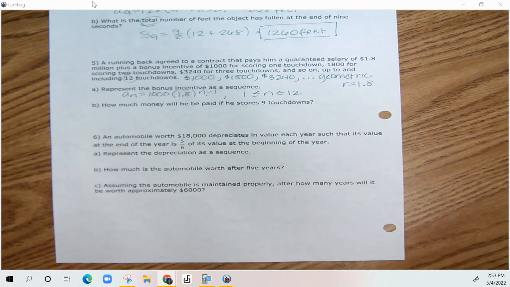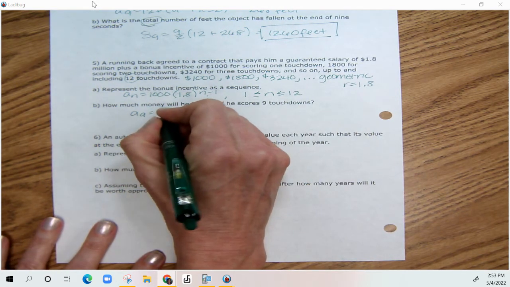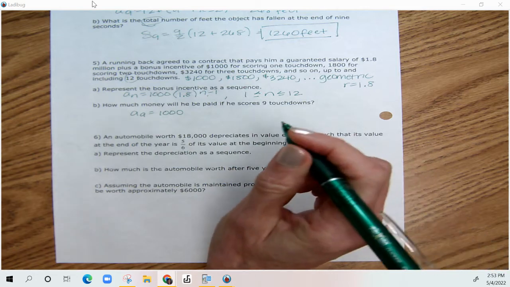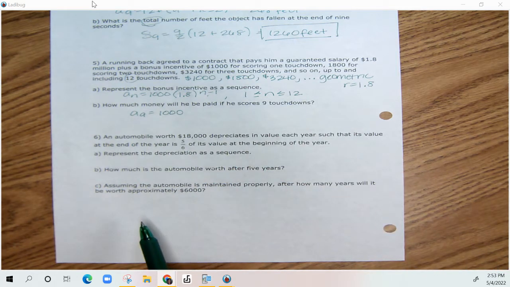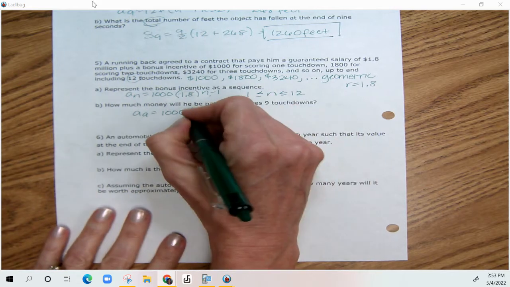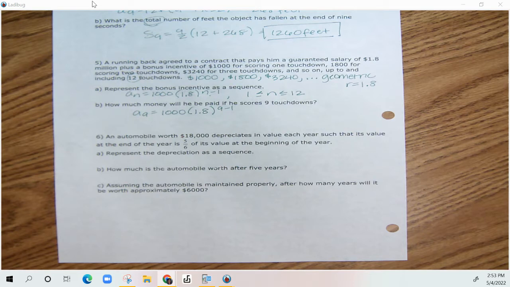All right, how much money will he be paid if he scores 9 touchdowns? So if he scores 9 touchdowns, then that will still be a sequence question because he's not going to get paid the 1,000 for 1 and then 1,800 for 2. They're going to recalculate. This is how much bonus you get at the end of the season based on your total touchdowns. So I'm just trying to figure out how much that bonus is because he scored 9 touchdowns.